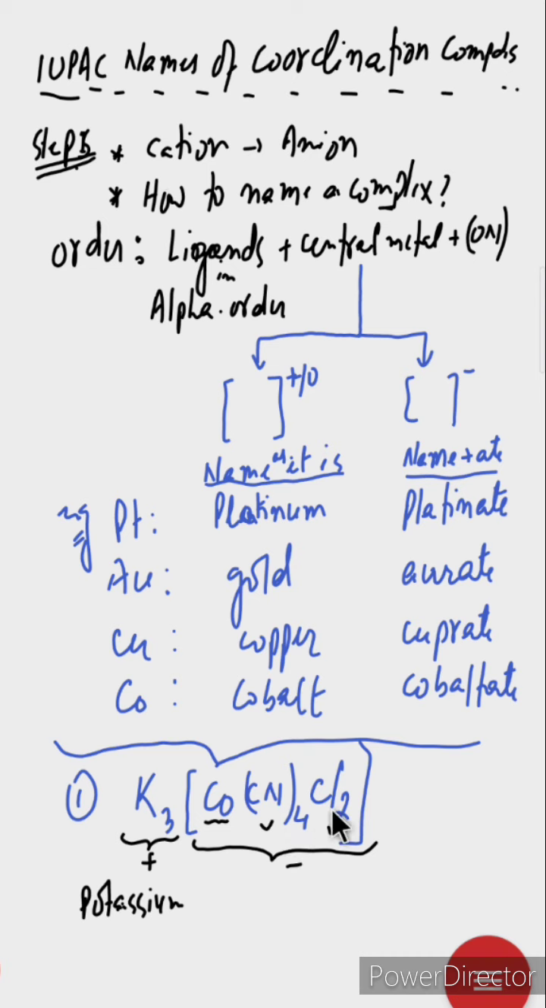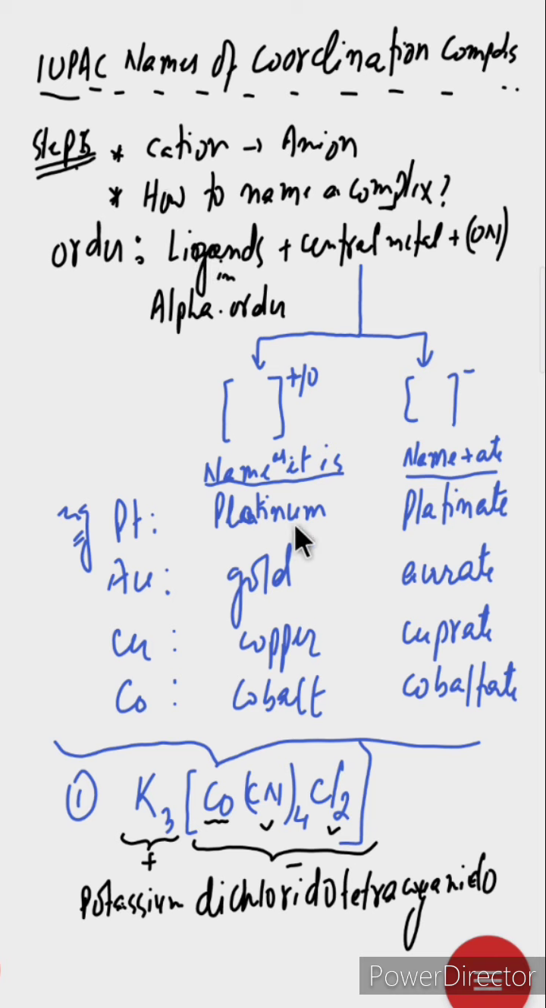In alphabetical order, we must write chlorido first. How many chlorine atoms are there? Two. So we must write dichlorido. This is the first ligand, and the second ligand is cyanido. How many cyanides are there? Four. So tetracyanido, or cyano, you can say. Dichlorotetracyanido. These are the ligands, and then the central metal is cobalt.